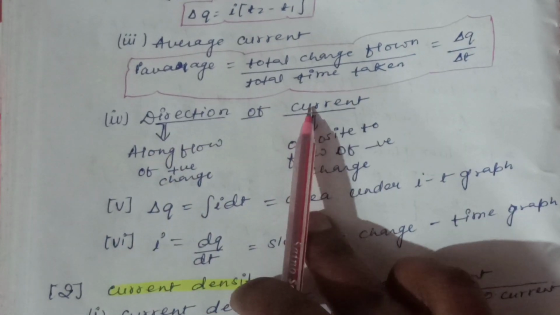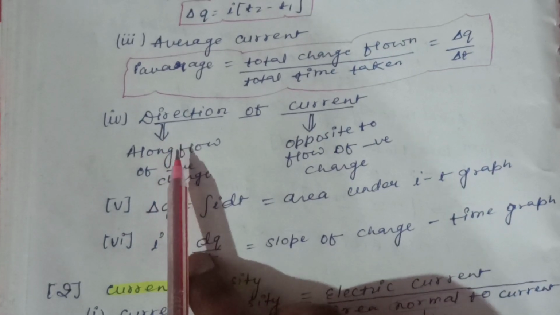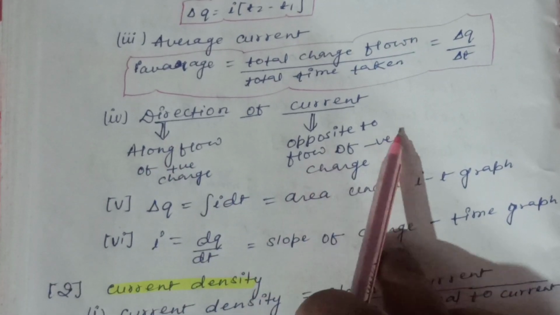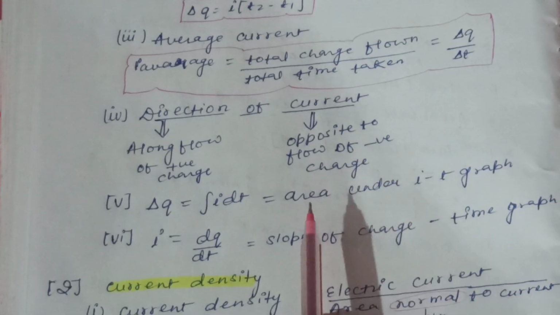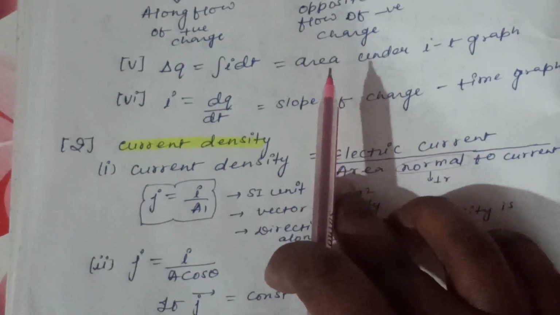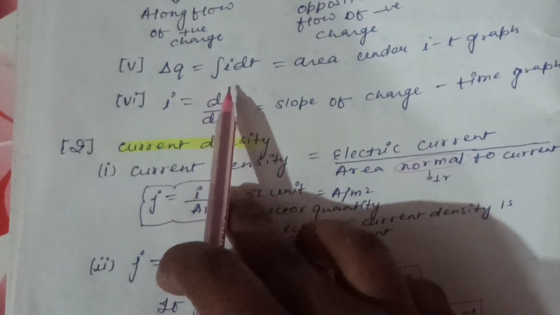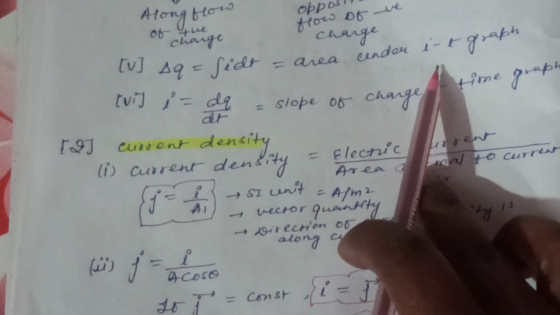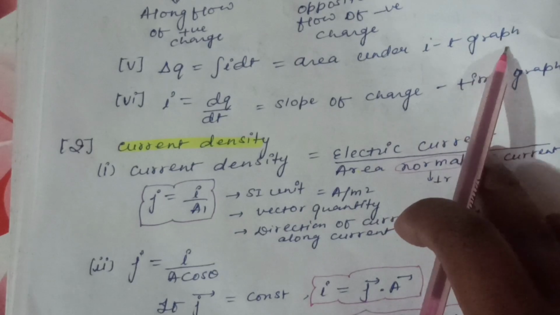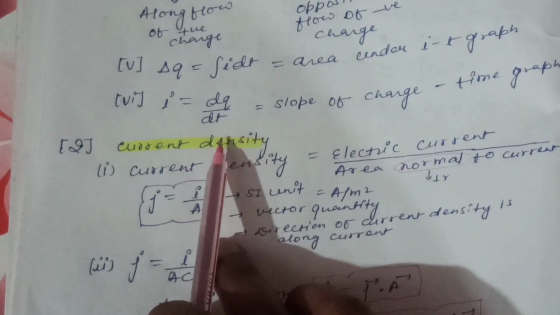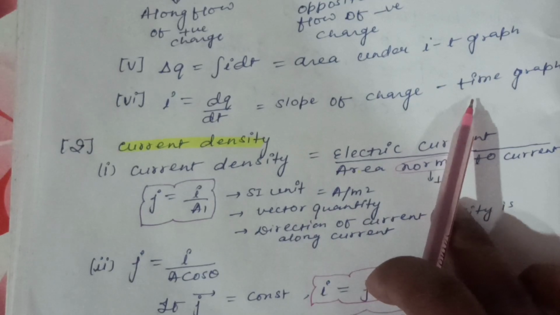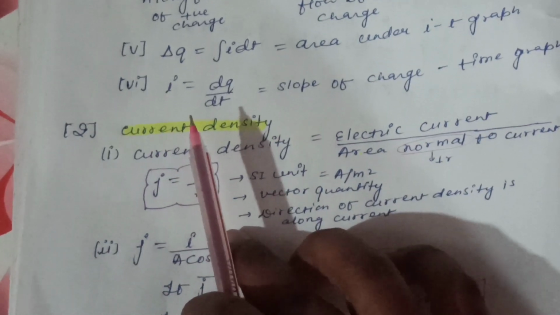Directions of current: the direction is along the flow of positive charge, and opposite to the flow of negative charge. Δq is equal to the integral of I dt, which is the area under the I-t graph. I is equal to dq upon dt, the slope of the charge-time graph.